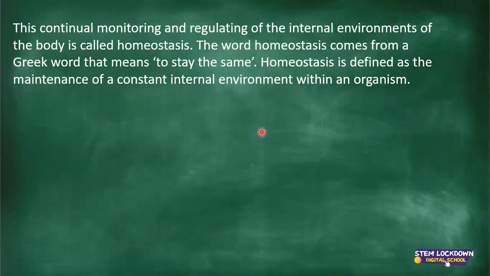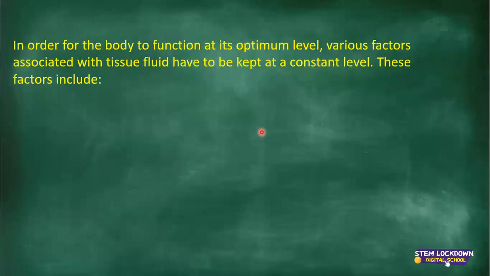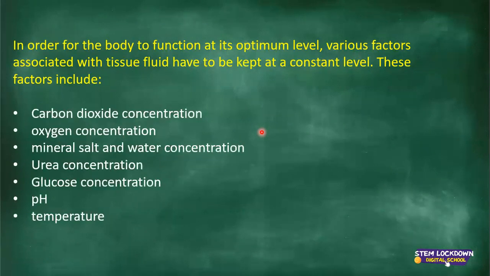And then next up, in order for the body to function at its optimum level, various factors associated with tissue fluid have to be kept at a constant level. These factors include what? Carbon dioxide concentration, the oxygen concentration, mineral salt and water concentration, urea concentration, glucose concentration, pH, and temperature. These, as you've noticed, affect your bodily function, so they need to be kept at constant levels.